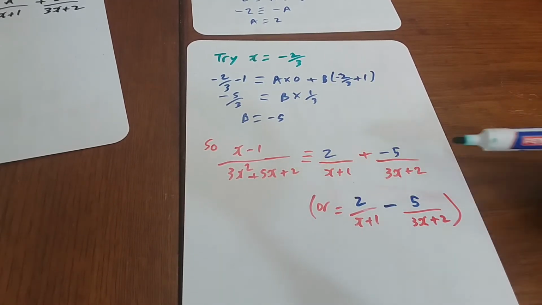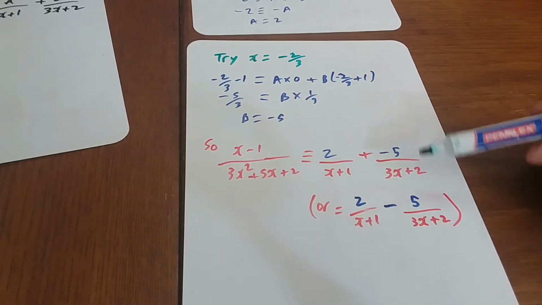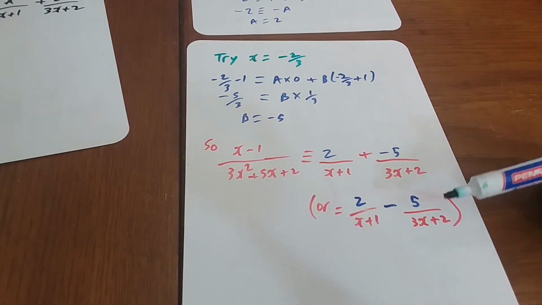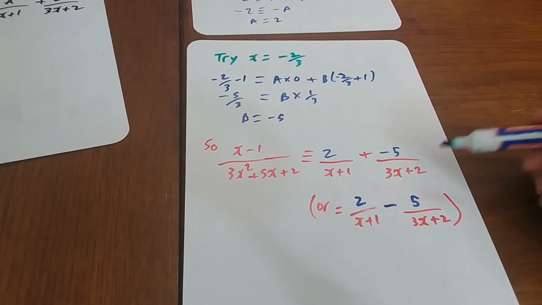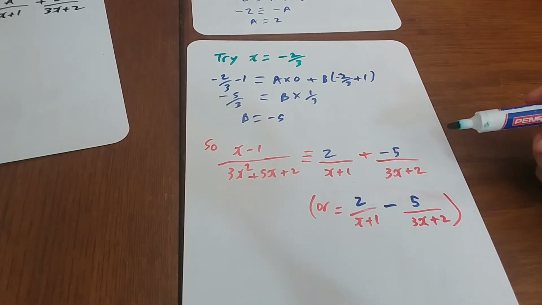Now I've put an alternative form. If you look at how this is written and how this is written, plus -5, it's the same as -5. I've just brought the minus out. Either of these is fine. If you stick it into calculators or online calculators, it will give you this form. It's a bit neater, but either of these is a fine way to write it.